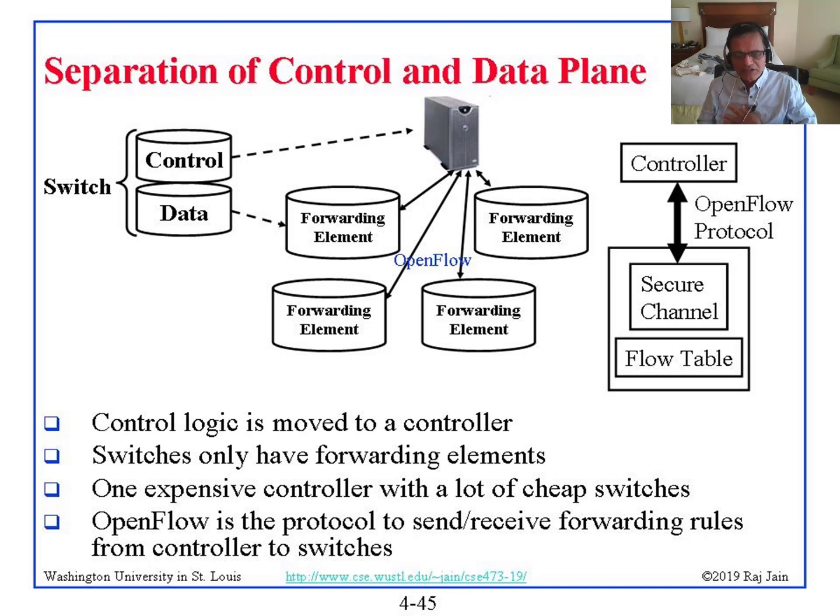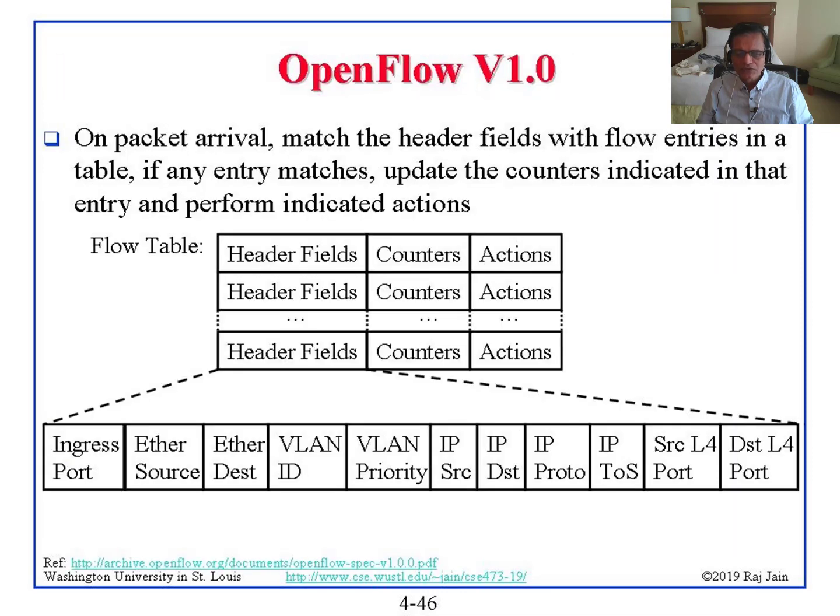So the control logic is moved to the controller. The switches only have forwarding elements. One expensive controller, so basically this would be something that will have a lot of power. It has to make hundreds of routing tables. So it could be one expensive controller with a lot of cheap switches. Now these switches will not have any complications of the control, so they would be cheap. And OpenFlow is the protocol that is used to send those tables.